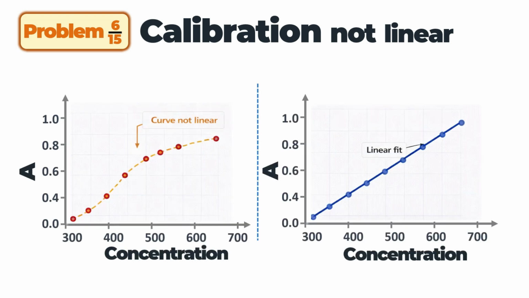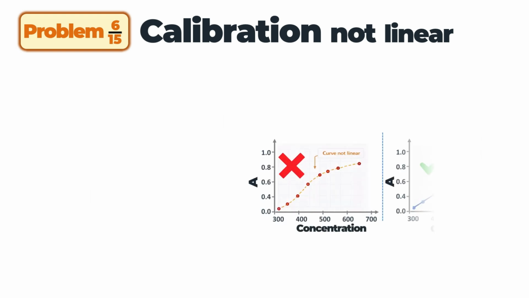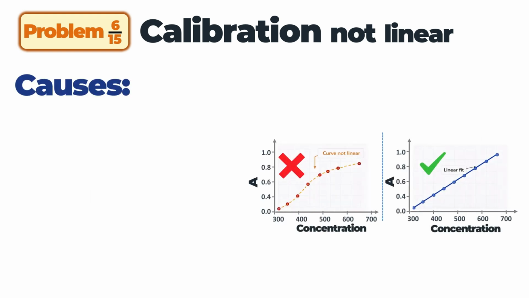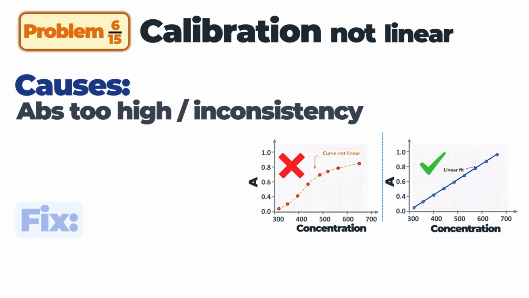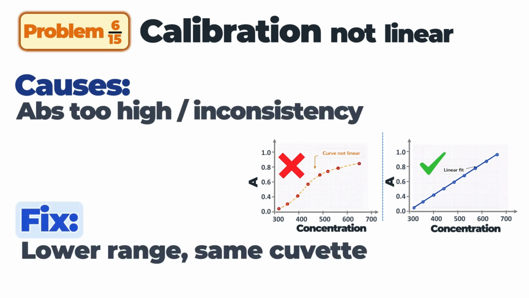Problem 6. Non-linear calibration. If your standard curve isn't a straight line, your absorbance is too high or your cuvettes are mismatched. Keep your absorbance value below 1.5 and use the same matched pair of cuvettes for every measurement.